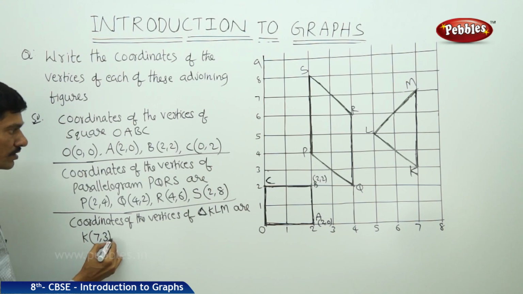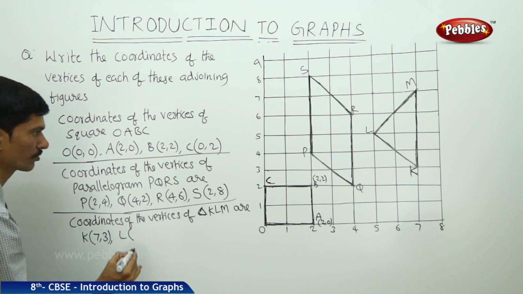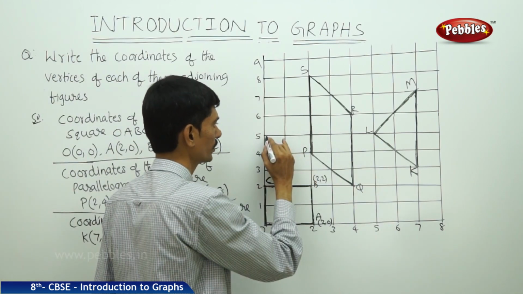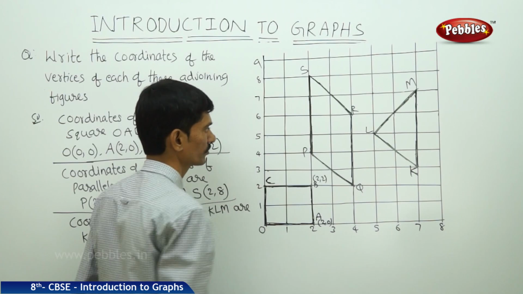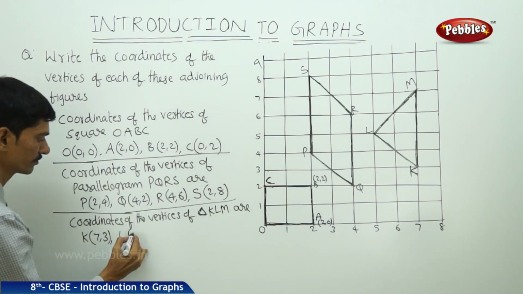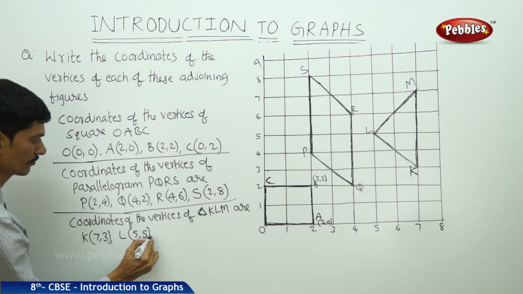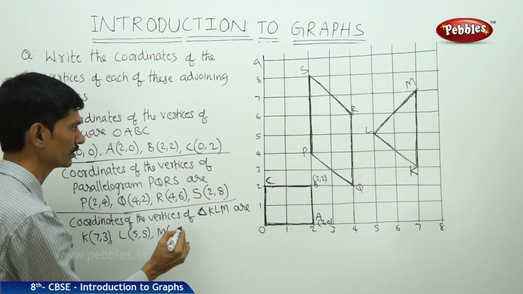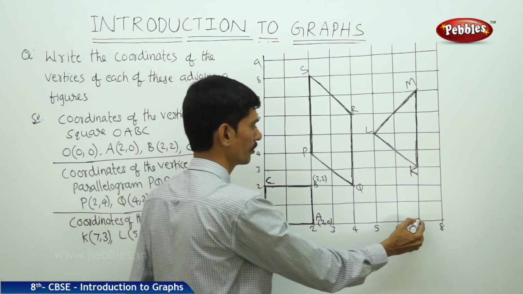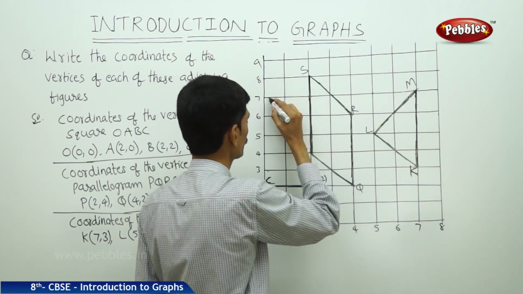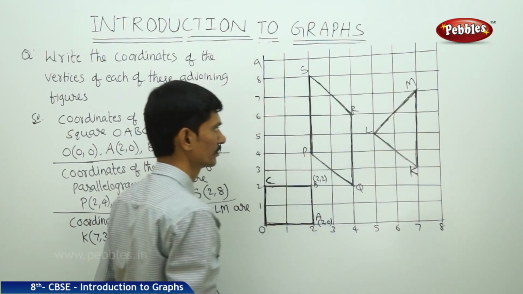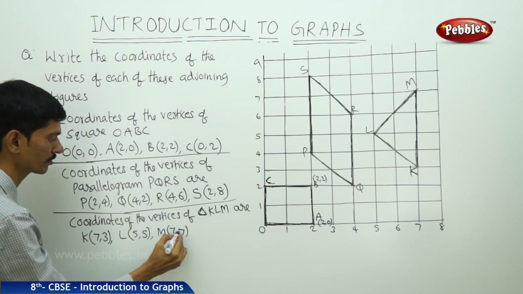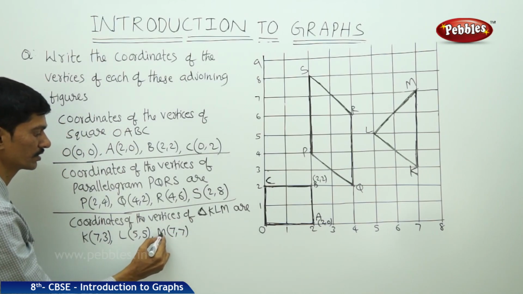And the next vertex is L and its coordinates, x coordinate is 5 and y coordinate is also 5. So its coordinates are 5, 5. And the next vertex is M and its coordinates are, first coordinate is 7 and the second coordinate also 7. So 7, 7 are the coordinates of the third vertex M.